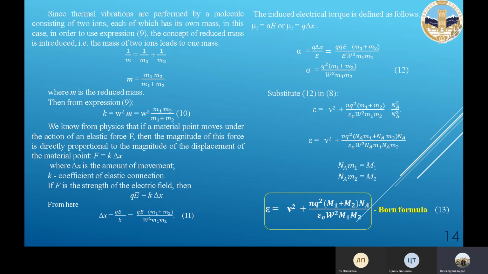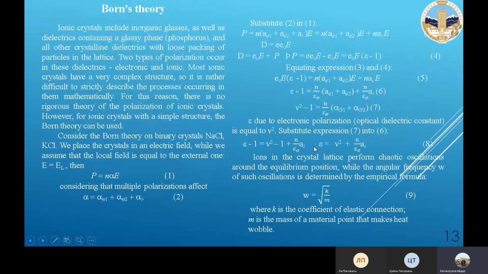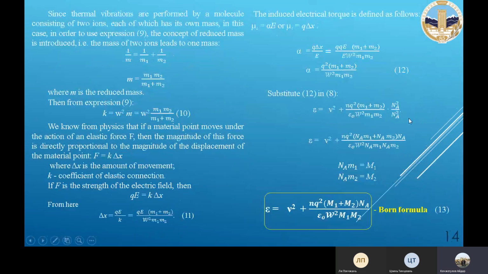The induced electrical moment is defined as follows. This gives us formula 12, and substituting 12 into 8, we get this formula, and knowing the values of A and m, we have the Born formula. So this is the Born theory. This is the Born formula.